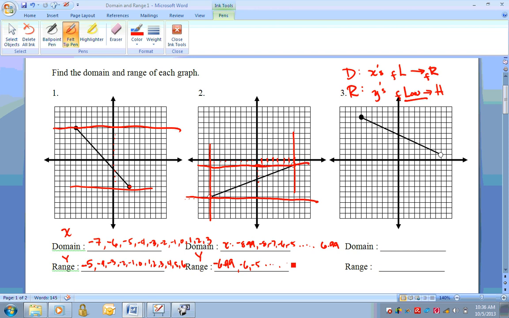which is supposed to be -1, but we know that it never got to -1, so it's going to be -1.1001. Okay, so that's how you look at domain and range. It could never be equal to -1, it could never be equal to -7, so on and so forth, because it's an open circle.